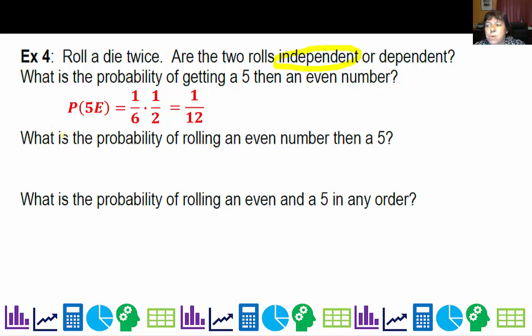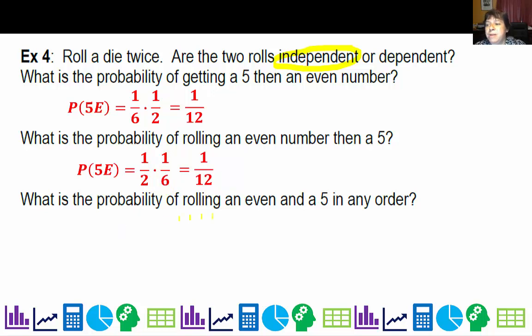What is the probability of rolling an even number then a 5? All right, well, the probability of an even and then a 5 is 1/2 times 1/6, or 1/12.